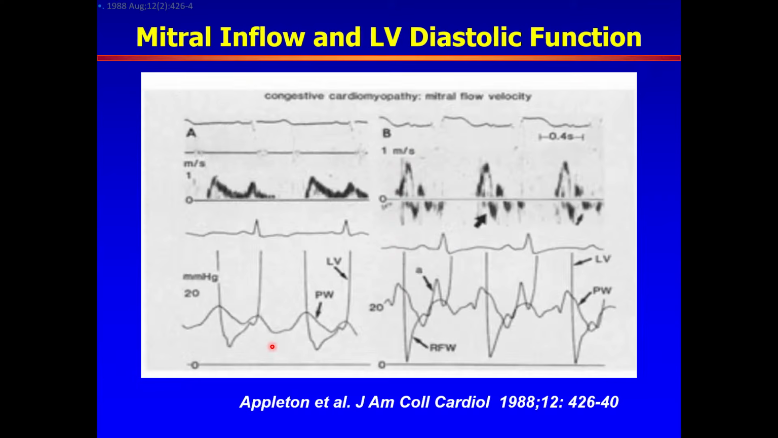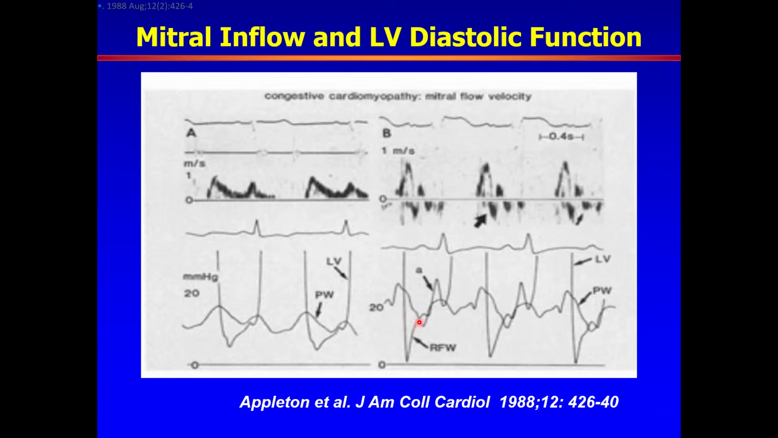Can this be made use of clinically? Dr. Appleton, Liv Hatley, and Richard Popp had a very well-received publication, also frequently cited, in 1988, looking at the determinants of diastolic function in humans. They had wedge pressure recordings and left ventricular recordings, and if you look at this pressure curve for the atrium and the ventricle, you can appreciate this minimum pressure.